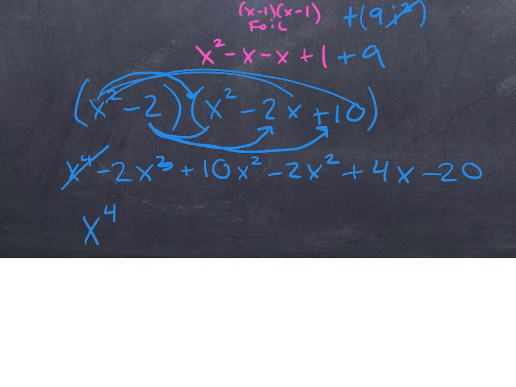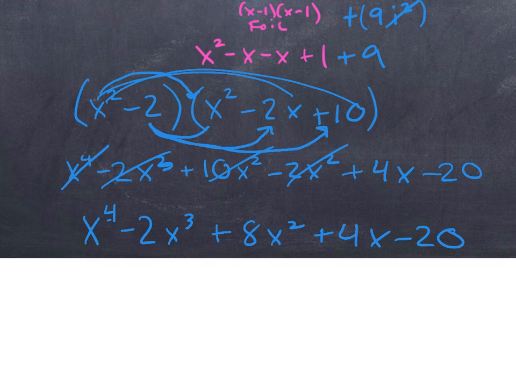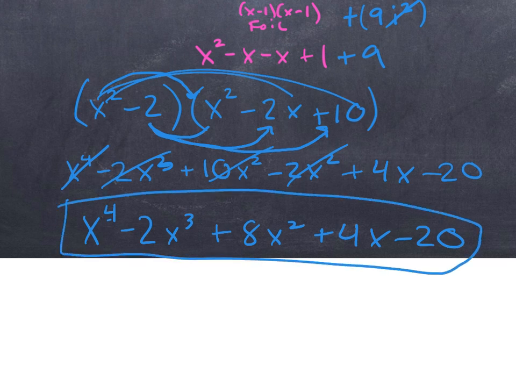So we start with our x to the 4th. Greg, what comes next? Minus 2x cubed. What's next, Greg? 8x squared. Plus 4x. Awesome. Good job. All right, so that's it for the notes. Yay.